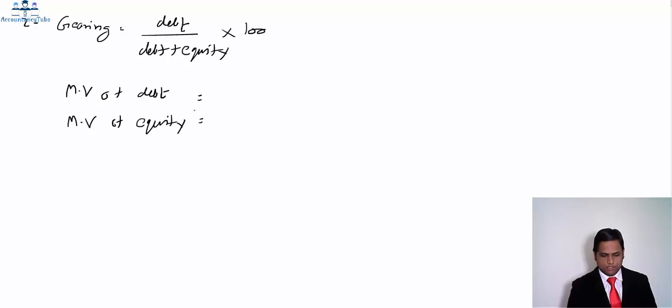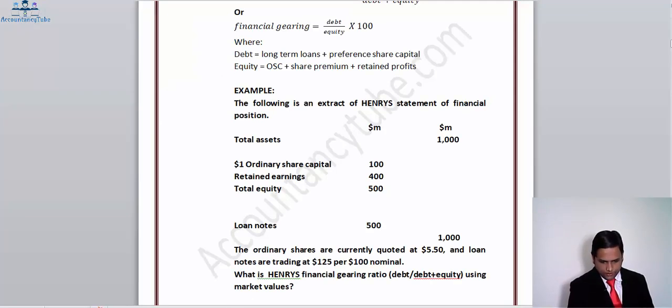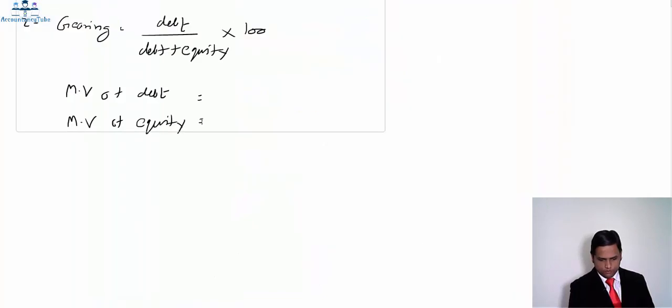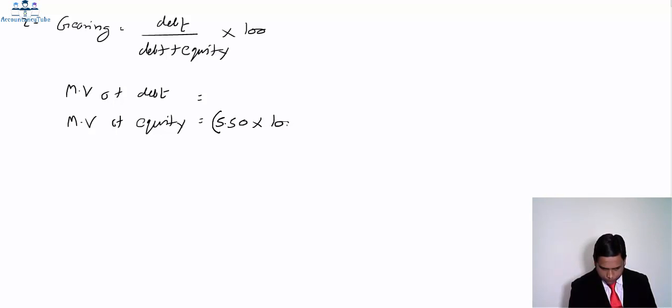So the market value of debt, we can get it from the question again. Firstly, let's compute the market value of equity. The ordinary shares are currently valued at 5.50 and ordinary shares are $1 each. So it's as simple as that. 5.50 multiplied by 100 will give us the answer for equity. This becomes $550 million.